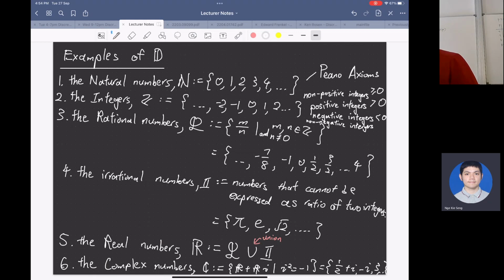Wait, am I doing something wrong? Non-positive. Okay, non-positive is less than or equal to 0. Right. So not positive, non-positive. Non-negative, not negative. So it's okay. Is it clear? Okay. Any question? No.